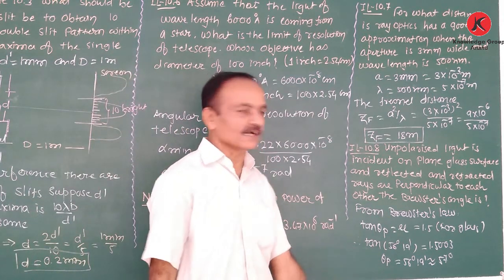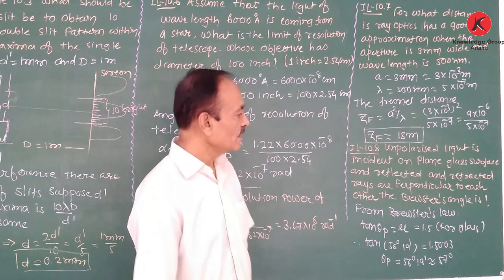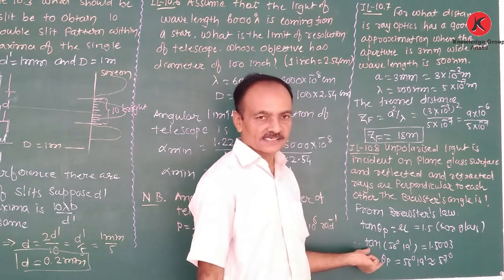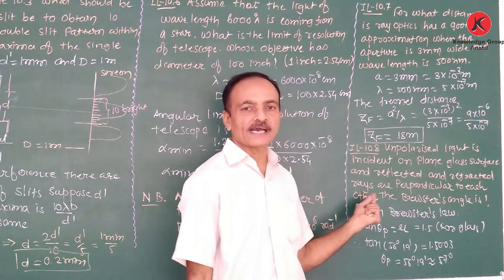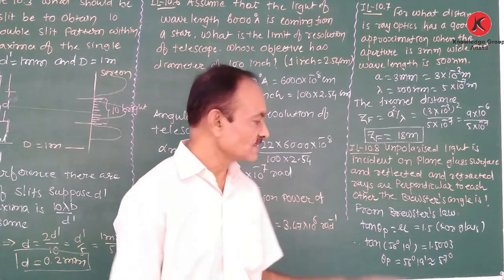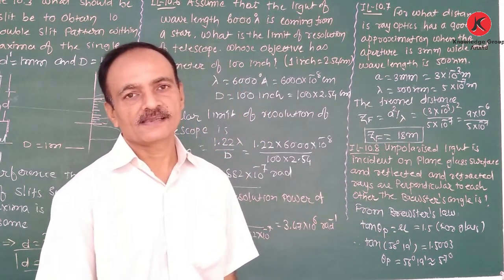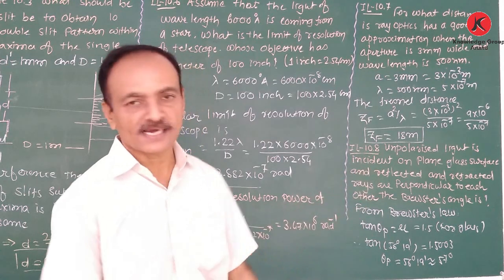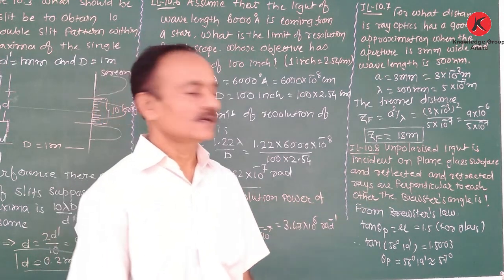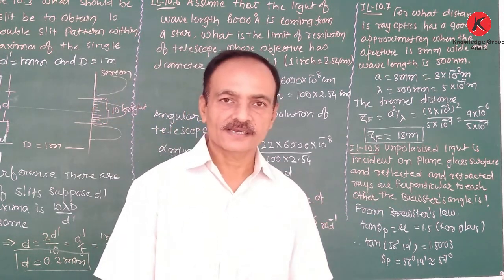Therefore, the Brewster's angle is 57 degree. For what angle of incidence the reflected ray and refracted ray are perpendicular to each other? For this 57 degree angle, and that is known as the Brewster's angle, or the angle of polarization. Clear this?